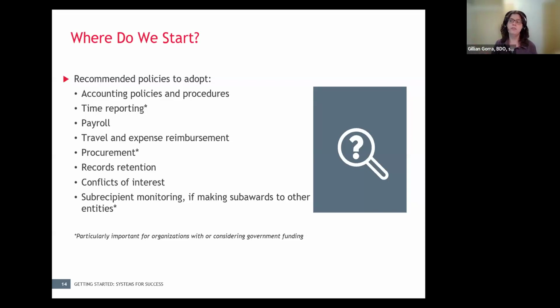You might want to think specifically about time reporting and procurement, meaning who are you hiring? And if you are thinking about taking government funding and being a pass-through grantor of that funding, maybe you're going to do re-granting yourself, you want to think about how to document processes around sub-recipients. These are things that the government will really ask you to have in place once you get to that point.